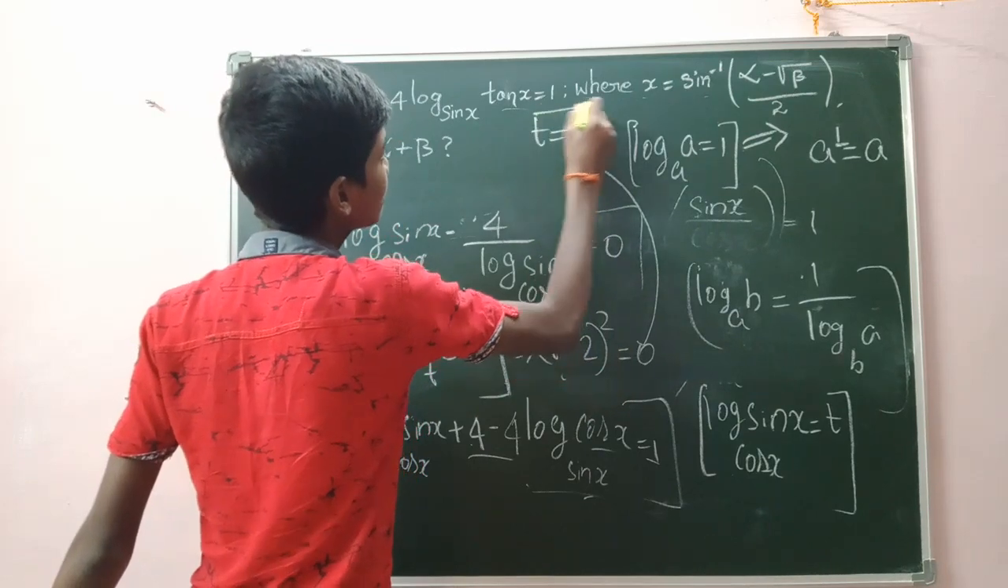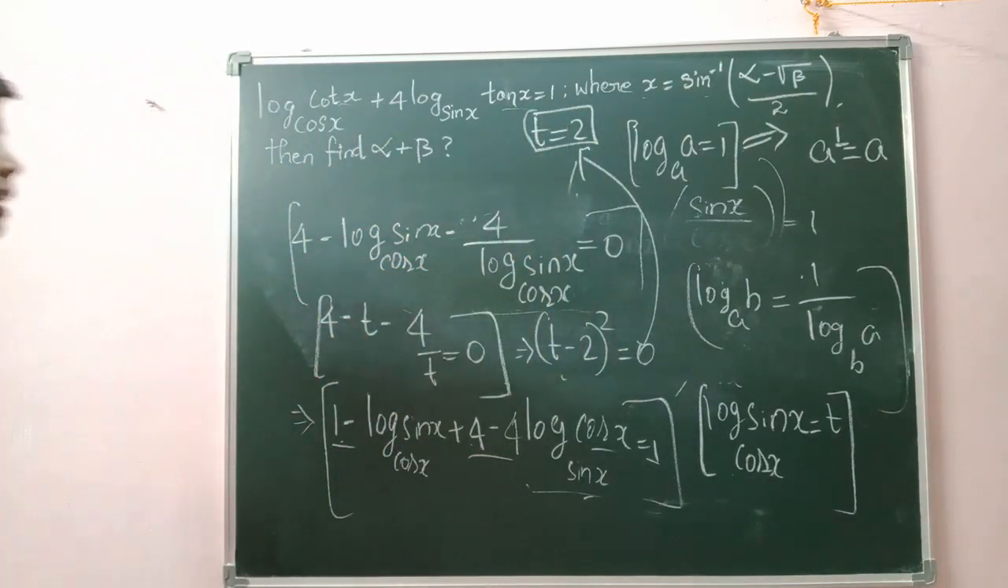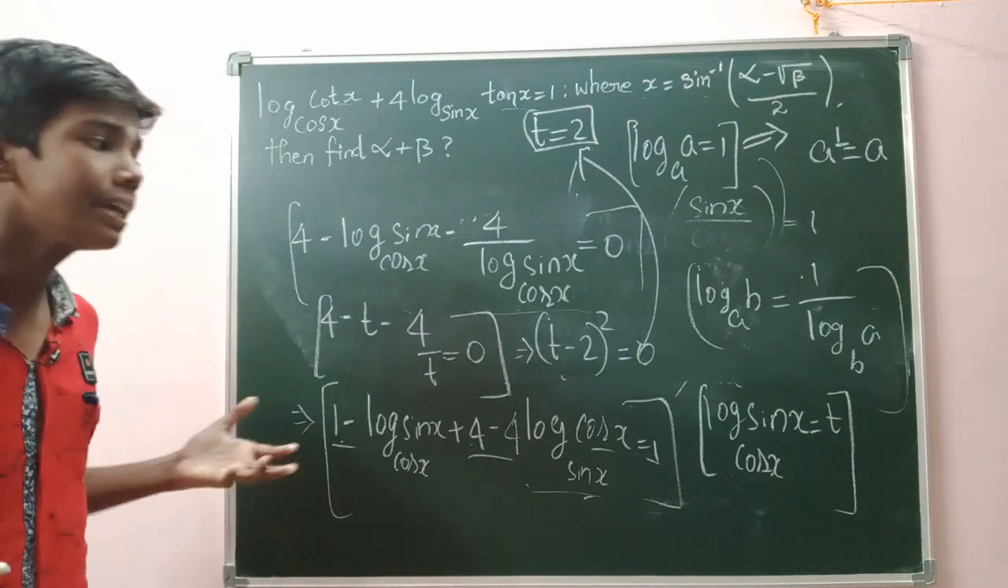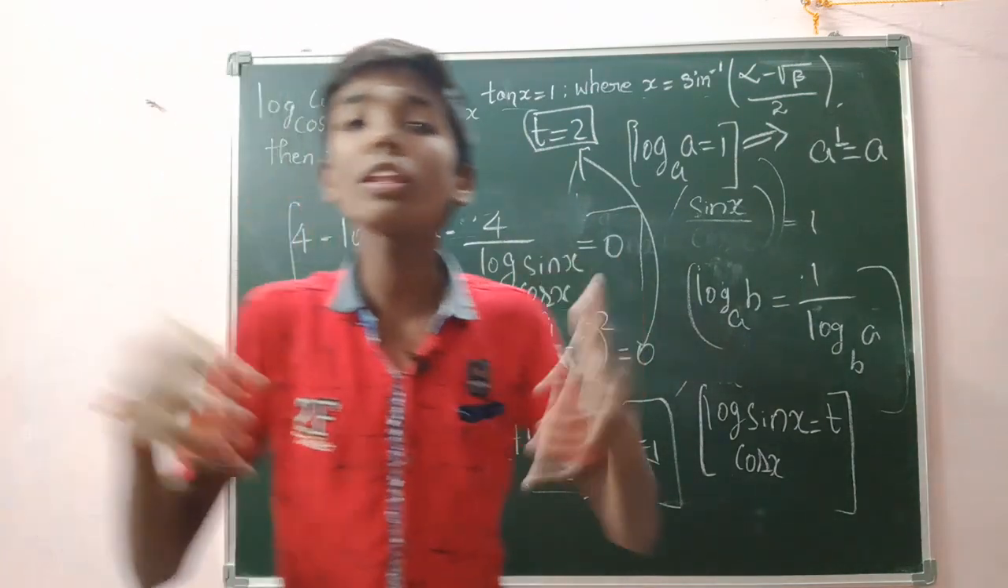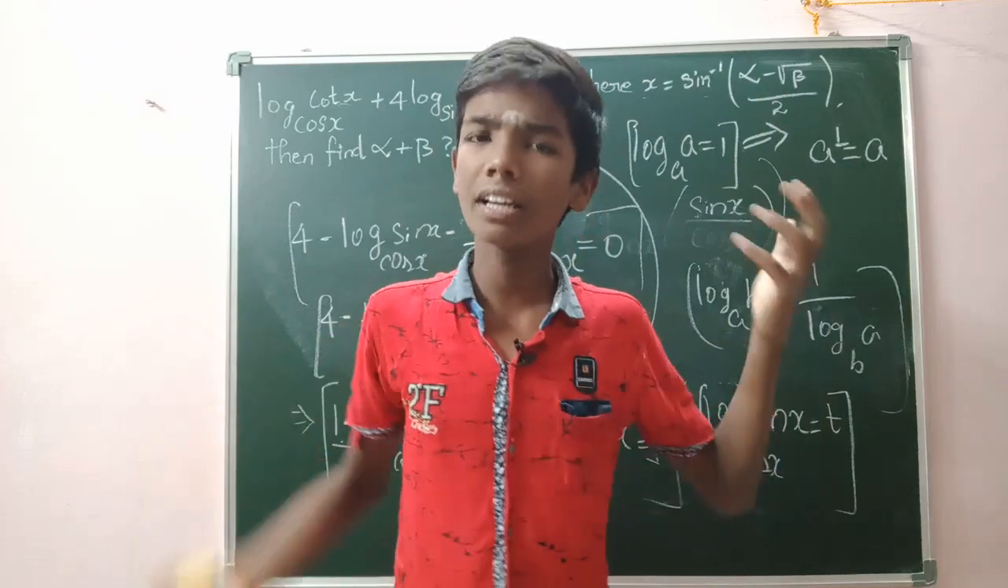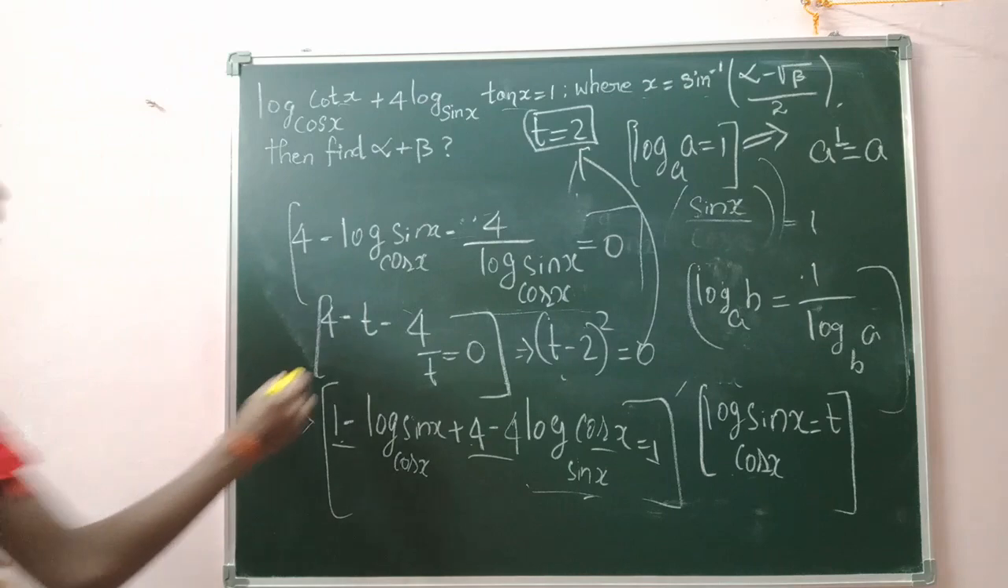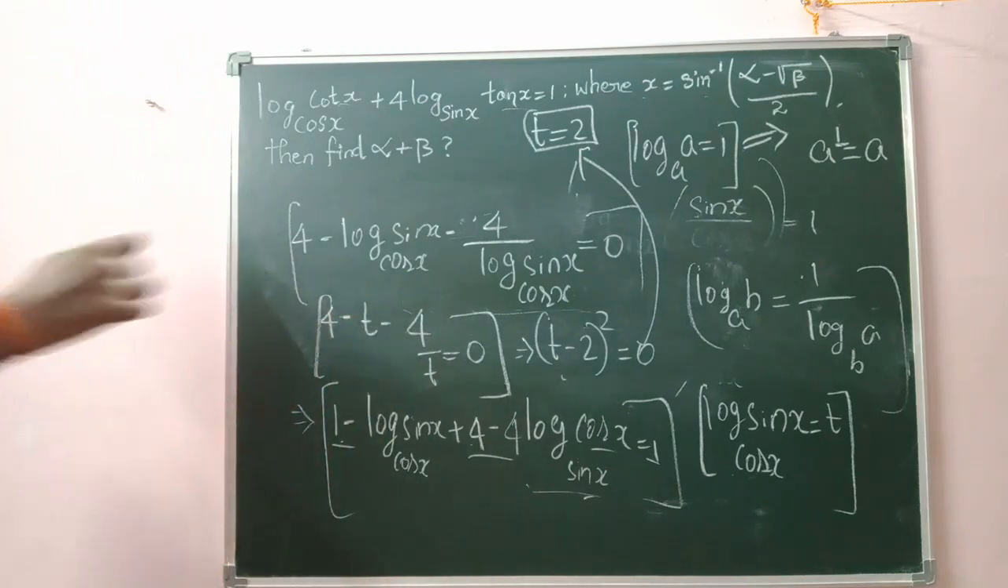Correct now? I hope that makes it very clear. So here, I just took log of sin x to the base cos x as some t. Therefore, it will be much easier to solve the quadratic form, and you will learn this in the 11th standard itself, right? So that is what I am doing here. Therefore, I'll get 4 minus t minus 4 by t is equal to 0.